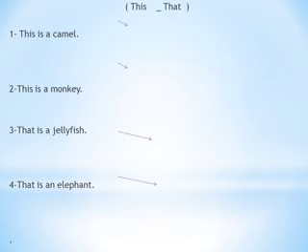Now we'll learn this and that. We use this with near things يعني مع الأشياء القريبة, but we use that with far things يعني مع الأشياء البعيدة. Look at number 1. This is a camel. Okay, look at the camel. The camel here is near. Near يعني قريب.